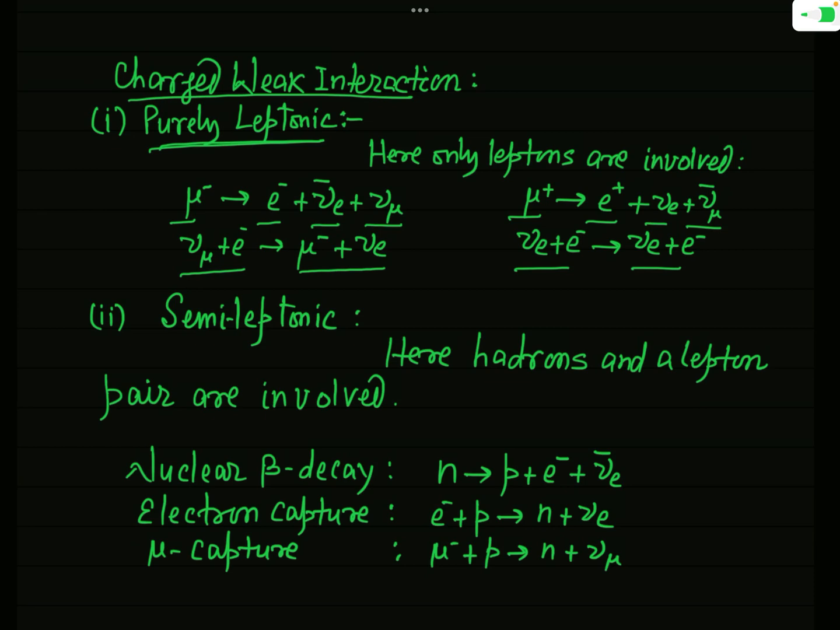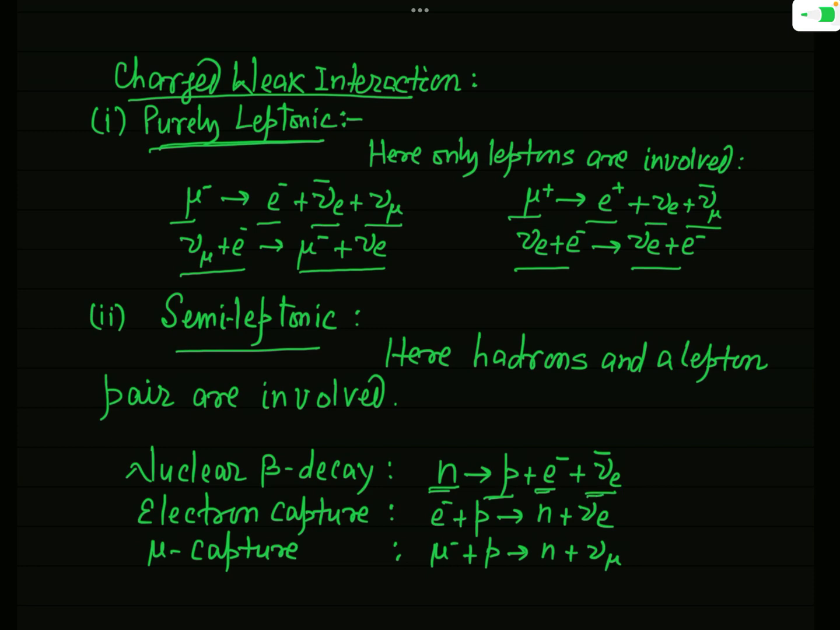Now we will see some important examples of charged weak interaction which is semi-leptonic. When you say that the process is semi-leptonic, it means that in these processes there will be hadrons and a lepton pair involved in such reactions. So you can see the nuclear beta decay. Here a neutron is transformed into a proton, and at the same time an electron and an anti-neutrino are produced and emitted. You know that the neutron and proton are hadrons, and on the other hand the electron and anti-neutrino are leptons.